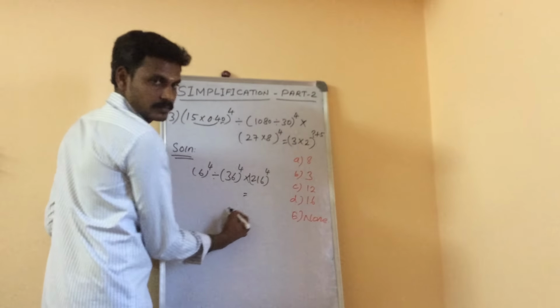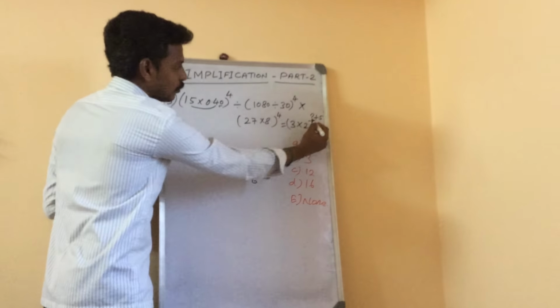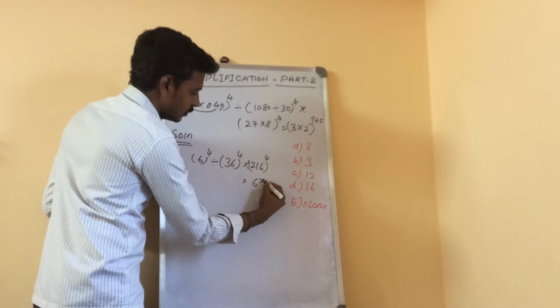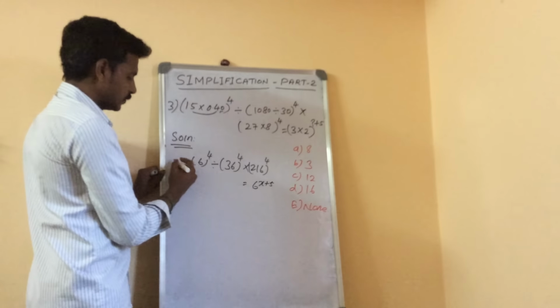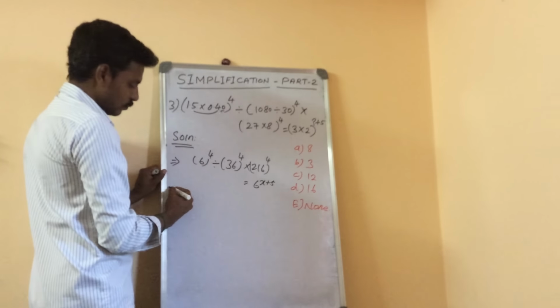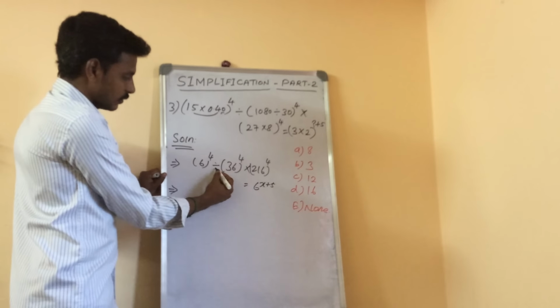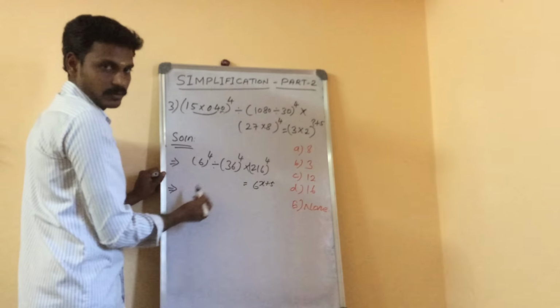Equal to 3 × 2, so 6 power question mark plus 5. We can take the question mark as x, so 6 power x plus 5. Okay, this is the first step. Move to the second step: 6 power 4, here divided by 36 power 4 × 216 power 4.